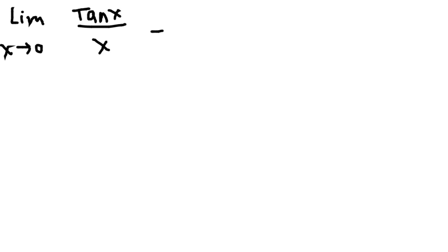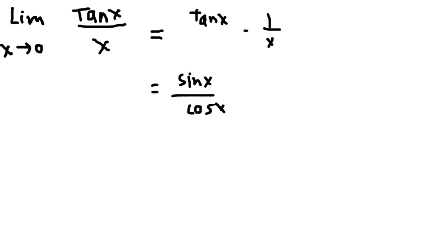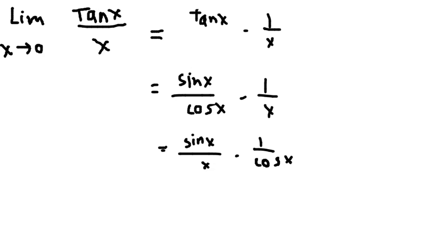Now let's try this one. Evaluate the limit of the function tan x over x as x approaches 0. How do we do this? What we're going to do is split them apart. We're going to separate tan x into sine x over cosine x, using some identity in trigonometry, times 1 over x. And now what we're going to do here is put that times 1 over x and then separate it from 1 over cosine x.